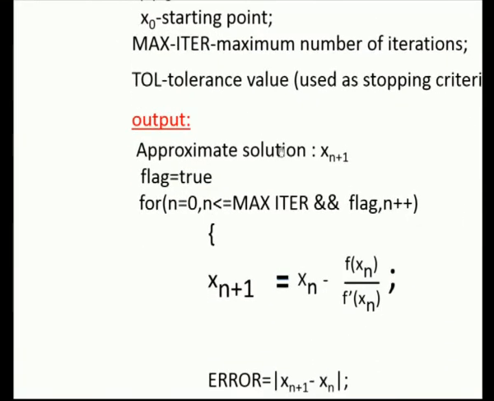The output is the approximate solution xn plus 1. And here I use a flag. The flag value is a Boolean value having true or false, or 0 or 1 value. That helps us to stop the code. If you have the same values for consecutive iterations, you can stop the program. So, that will help. Okay.